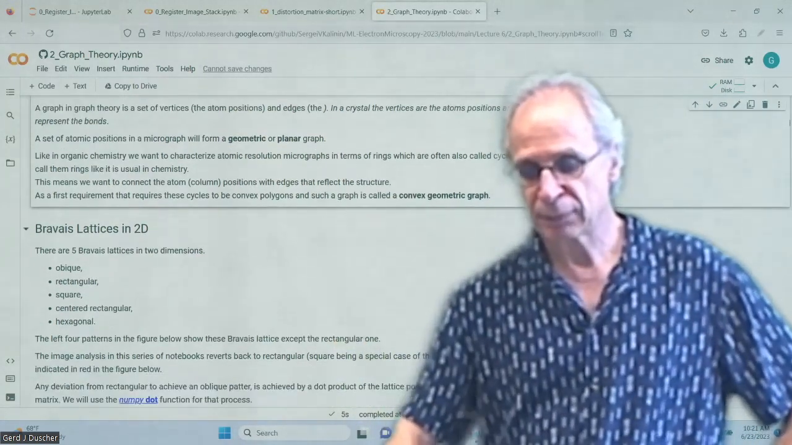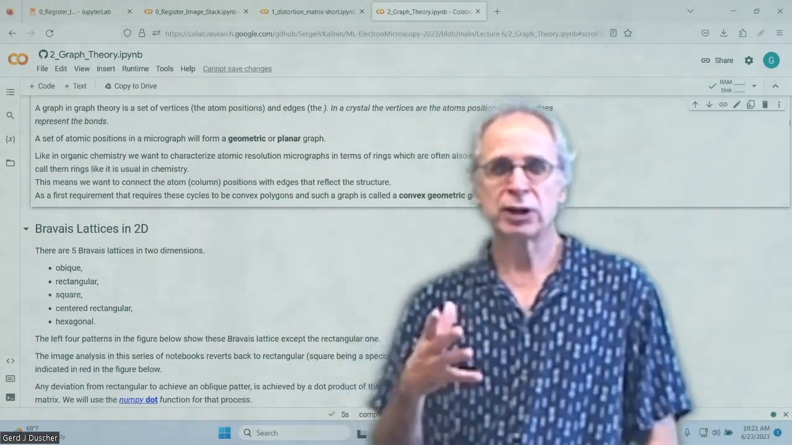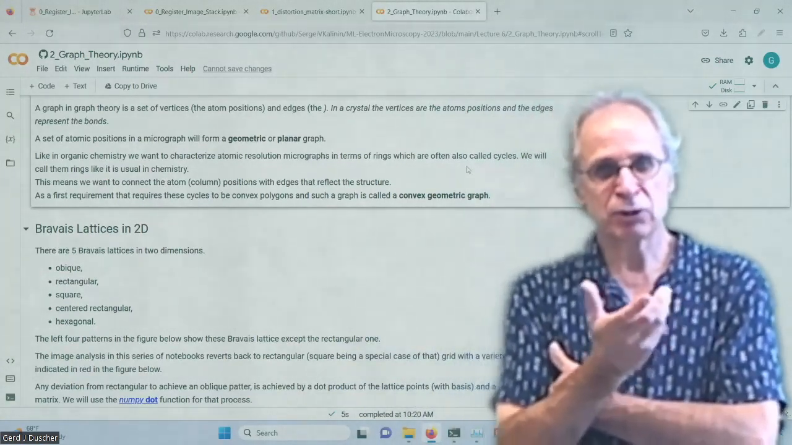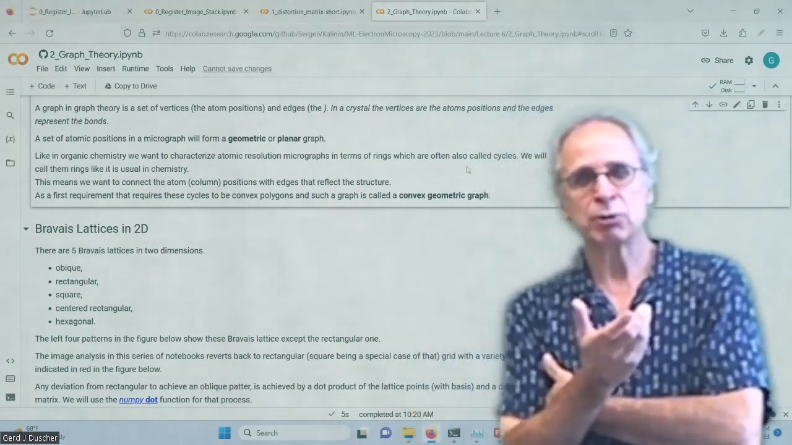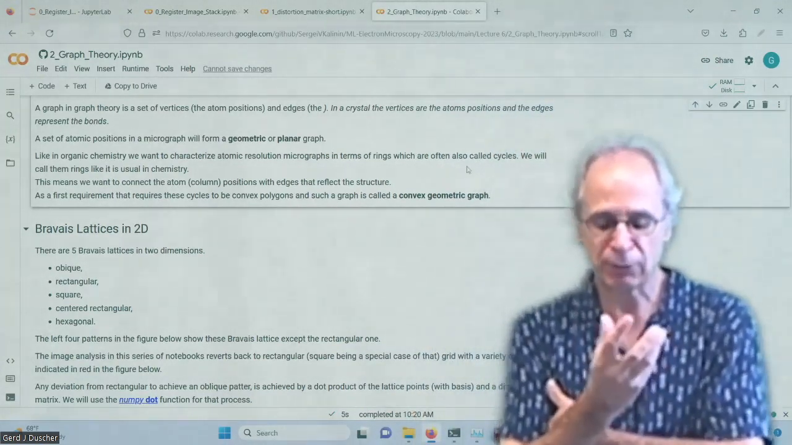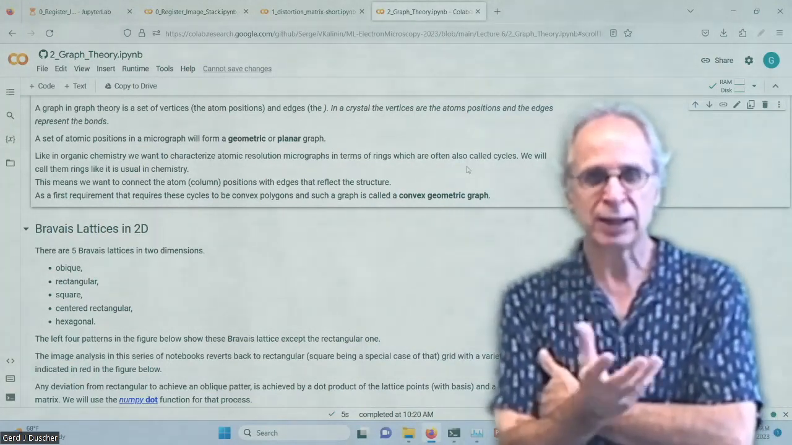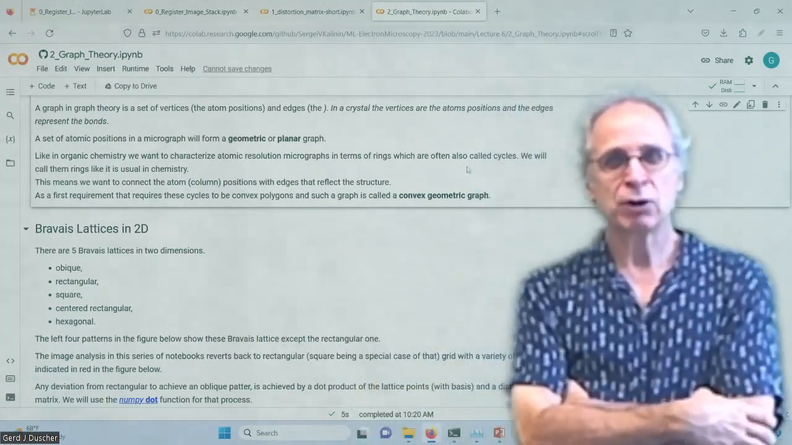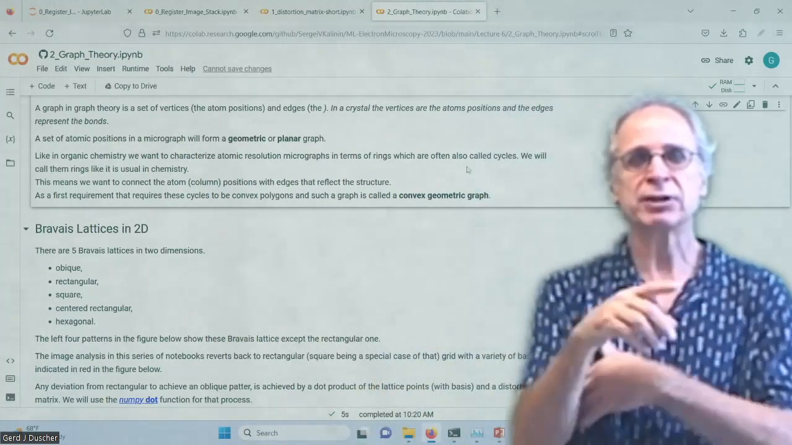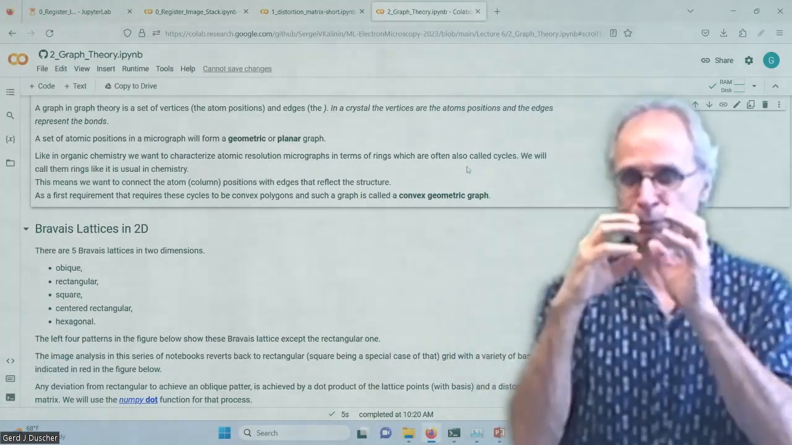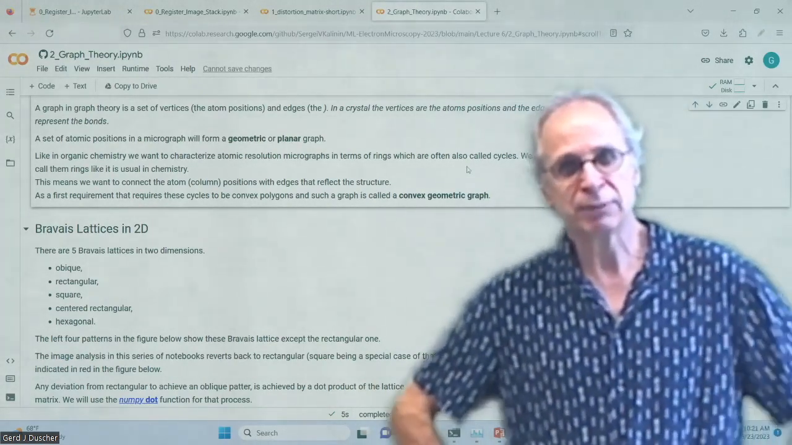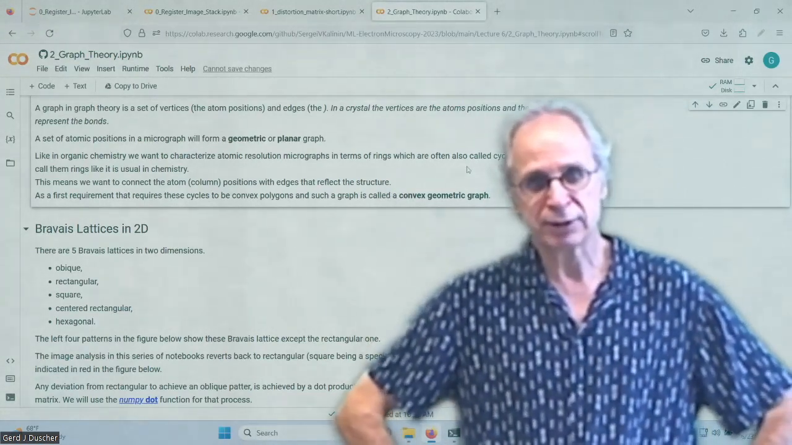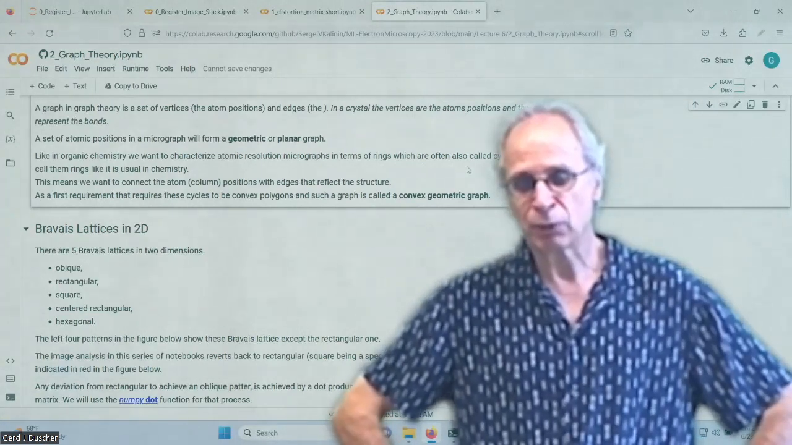And if we look into organic chemistry, what we want to see most of the time is rings. So we want to look at these atomic positions as a ring graph. Unit cells are basically rings, and now they can be six-fold or four-fold, whatever, right? Rectangles, triangles, any of those we are okay with.